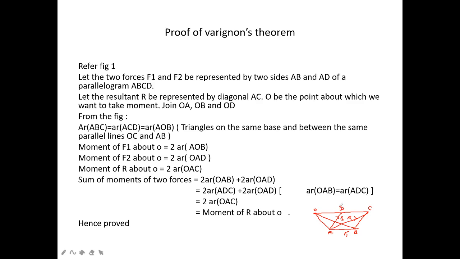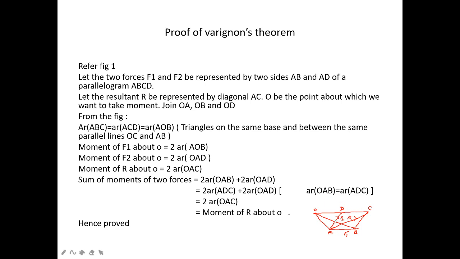Now let two forces F1 and F2 be represented by the sides AB and AD of this parallelogram ABCD. Let R be the resultant of these two forces, which is represented by the diagonal AC. O be the point about which we want to take the moment of all these forces. Now what you do, you join OA, OB and OD.